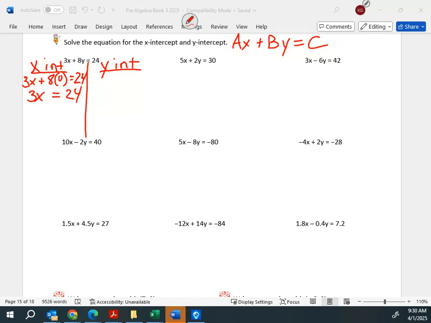What do I do next to solve for x? Harper? Yeah, so if I do opposite operations, what am I going to do, Harper? Divide what? I'm going to divide both sides by 3. 3 divided by 3 is 1. So I'm left with just that 1x, which is x. What's 24 divided by 3? Christina? 8.